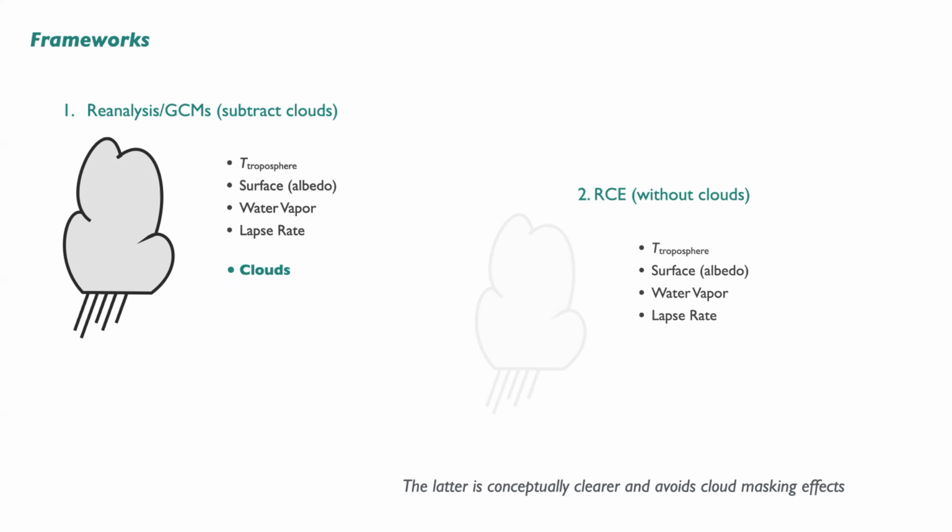The nice thing about RCE is that we can get rid of clouds. We don't have to analyze them away, but we can run RCE in clear skies. So the clouds kind of go away for us, and it's conceptually clearer. And it avoids hidden cloud masking effects. So that's nice. So the first thing we can look at is forcing.